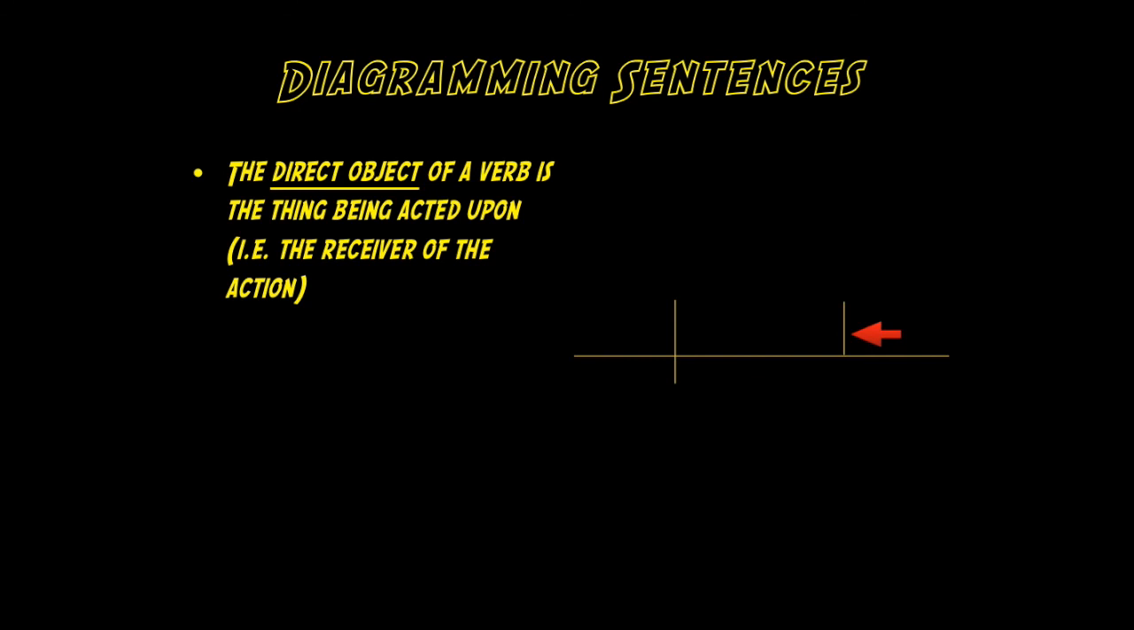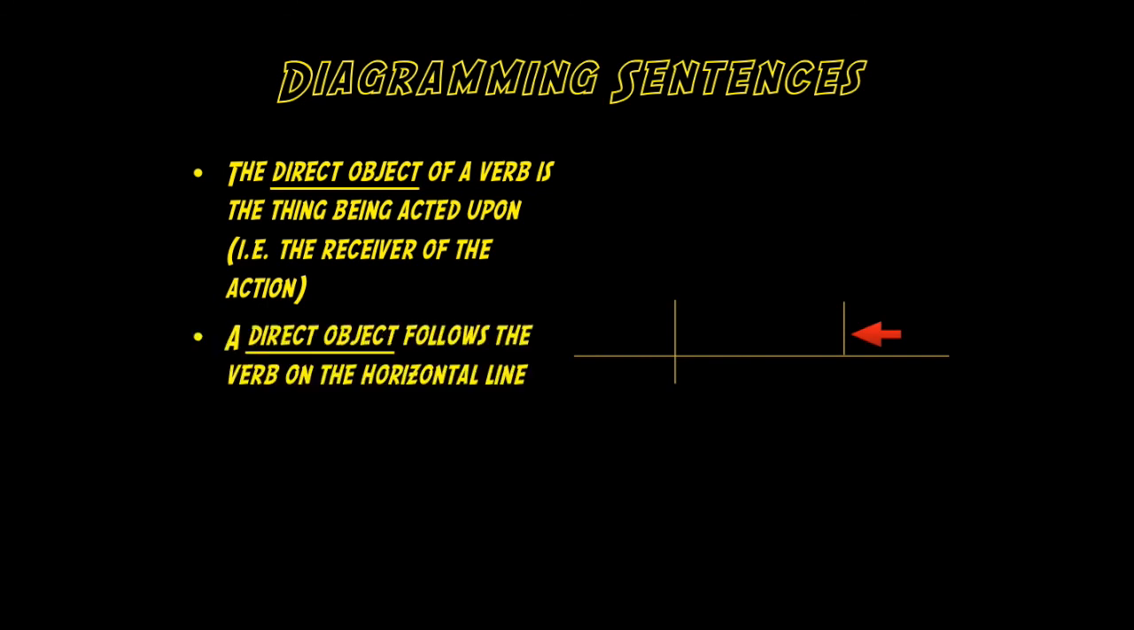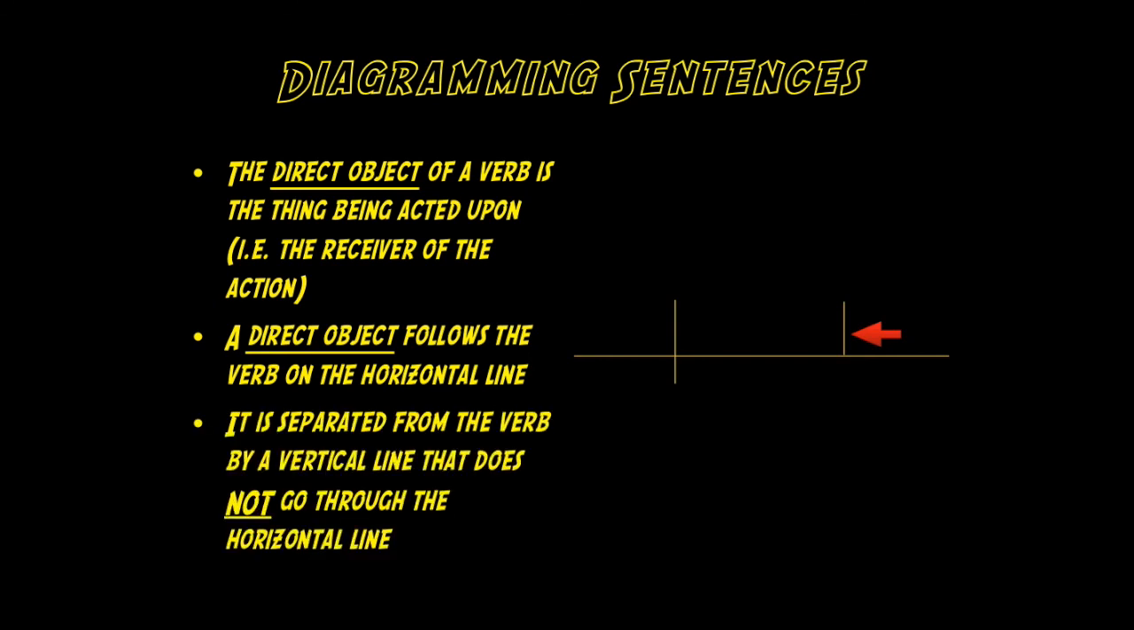The direct object of a verb is a thing being acted upon, i.e., the receiver of the action. A direct object follows the verb on the horizontal line. We see a little pointer right there. It is separated from the verb by a vertical line that does not go through the horizontal line. So it's different than the line that separates the subject from the verb, in that the line that separates the subject from the verb goes through the horizontal line. So we see it right over there.